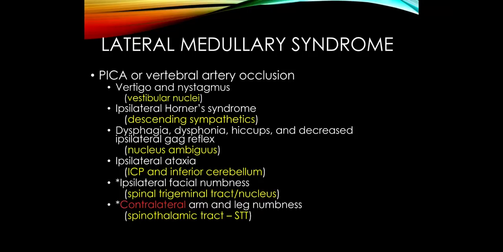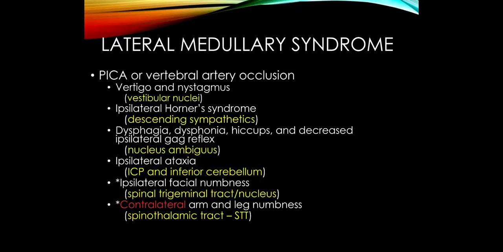And so this is a theme we will see with all of the brainstem syndromes, which is patients will have ipsilateral cranial nerve deficits and contralateral motor or sensory deficits. We saw this with medial medullary syndrome. Remember, they had an ipsilateral hypoglossal neuropathy, contralateral motor and sensory deficits. Here with lateral medullary syndrome, we get all these ipsilateral cranial nerve deficits involving vestibular nuclei, nucleus ambiguus, spinal trigeminal nucleus and tract, but we get a contralateral sensory deficit, pain and temperature.